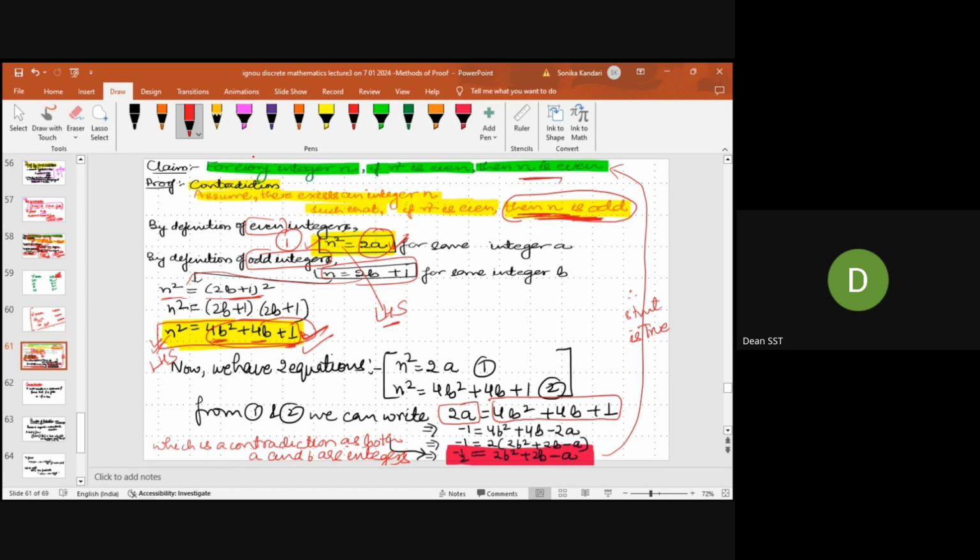And what did we get? See the last red color highlighted. Minus 1 by 2 is equal to 2b square plus 2b minus a. We got minus half, minus 1 by 2. And does minus 1 by 2 represent an integer?